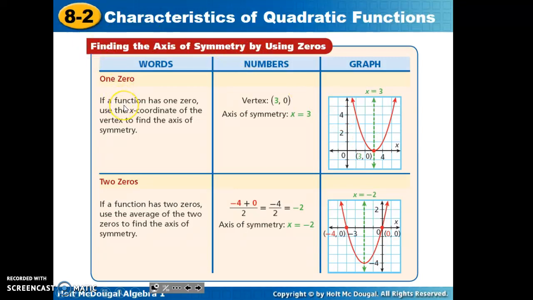If the function has one zero, it uses the x-coordinate of the vertex to find the axis of symmetry. Here we see that our vertex is at the point (3, 0). It only has one zero. That value of x has to be the axis of symmetry.